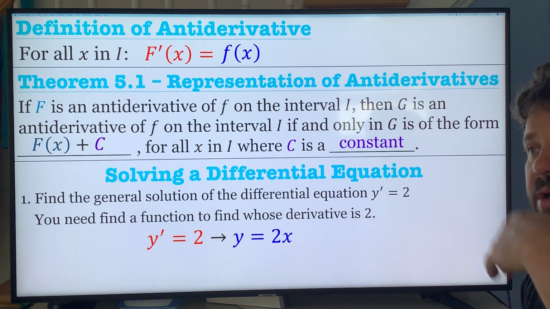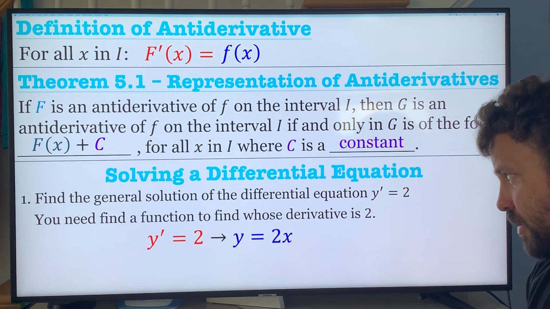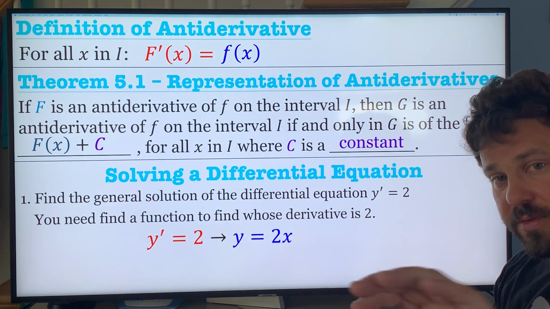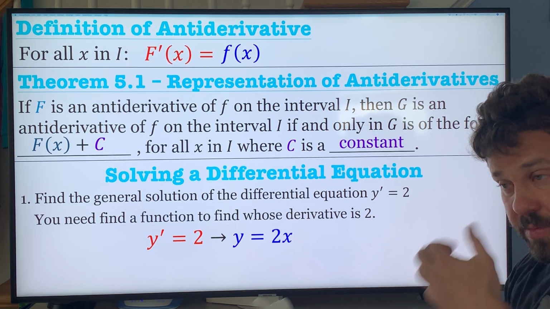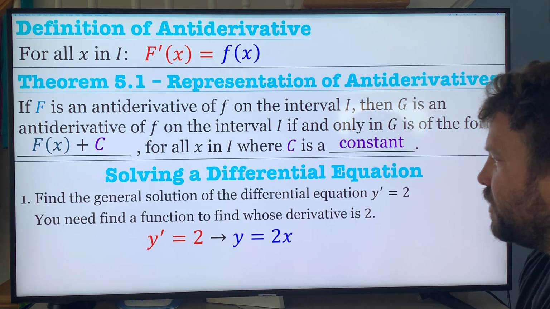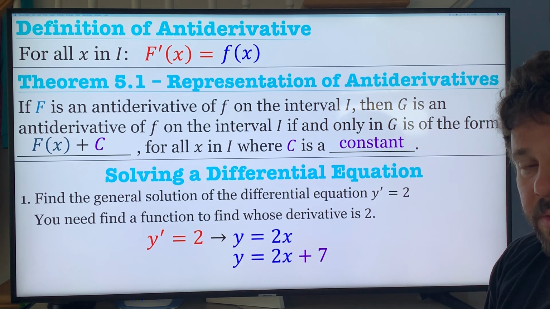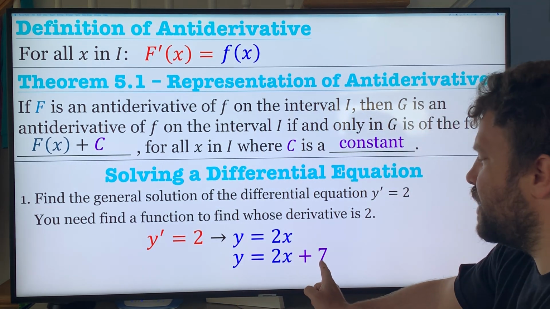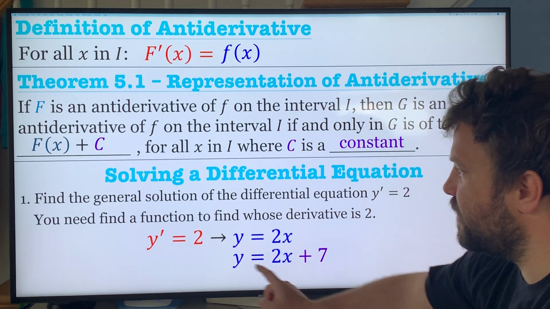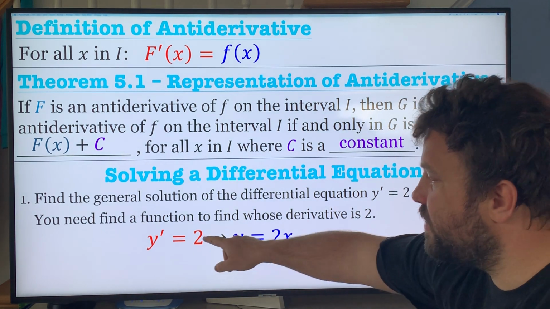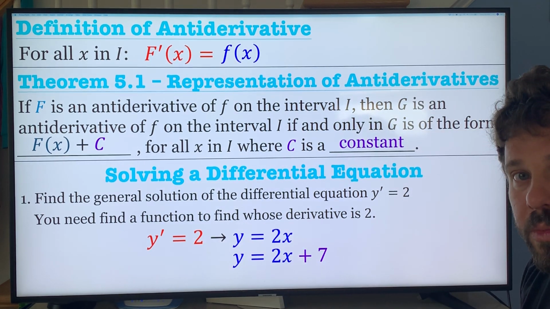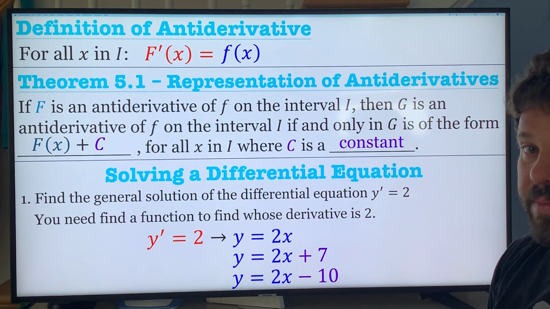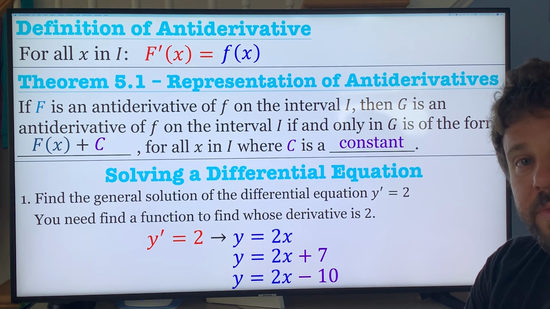But are there any other problems where you could take the derivative of that give you 2 as an answer? I want you to think about that real quick. Yell one out real quick. Good. If you would have said 2x plus 7, you would have been correct. Derivative of 2x is 2. Derivative of 7 is 0. So the derivative of 2x plus 7 is also 2. Both have the same answer. Can you think of one more? If you said 2x minus 10, that'd be amazing, because what are the odds of that? But you'd also be correct.